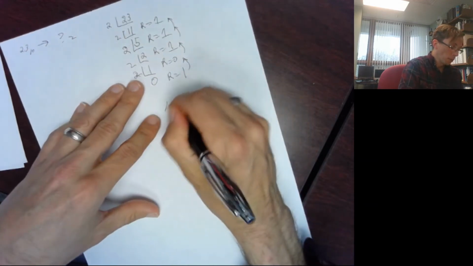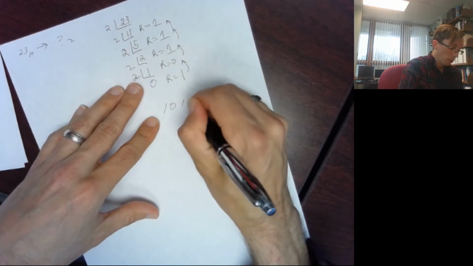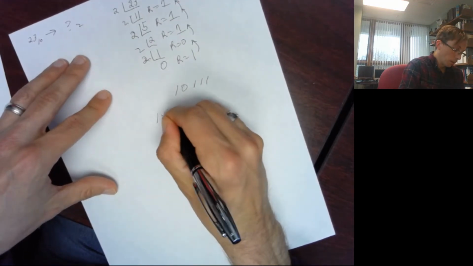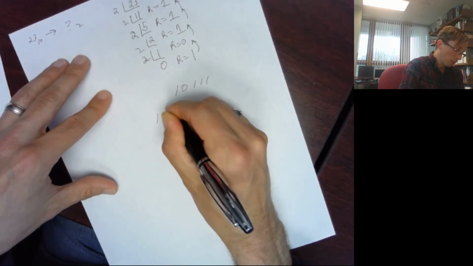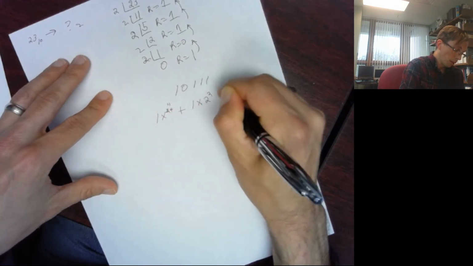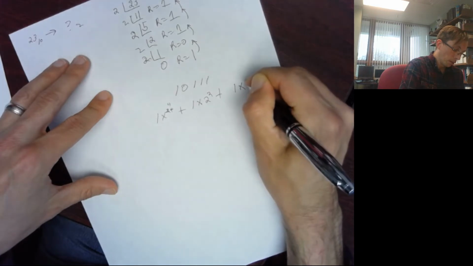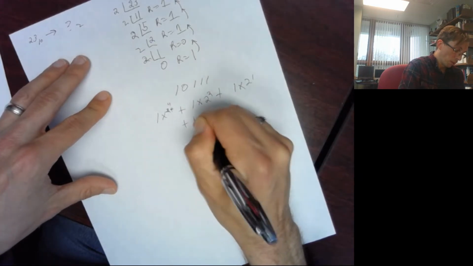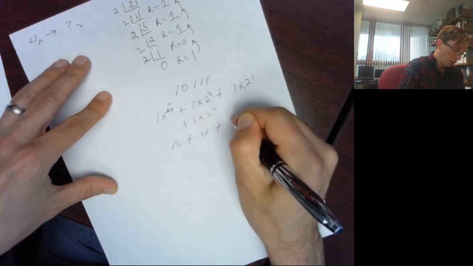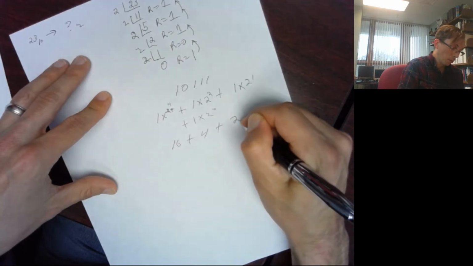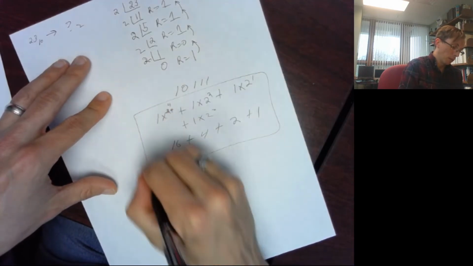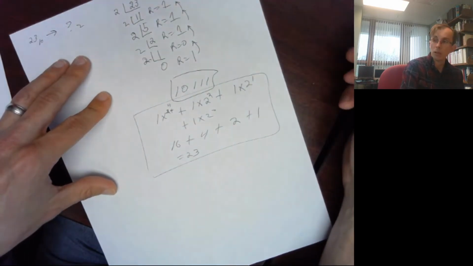we get 1 0 1 1 1, which we can then write out as 1 times 2 to the 4th, plus 1 times 2 to the 2nd, plus 1 times 2 to the 1st, plus 1 times 2 to the 0, or 16 plus 4 plus 2 plus 1, which is 23. That checks our work. All right, and that gives us the answer up here.